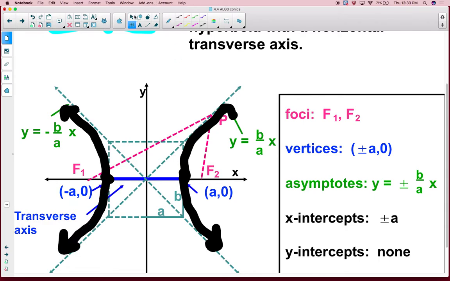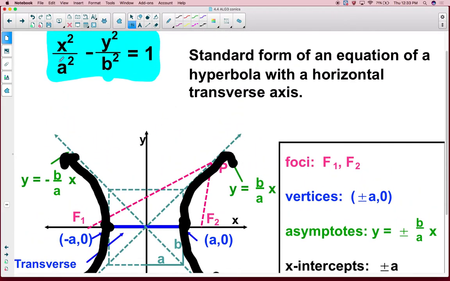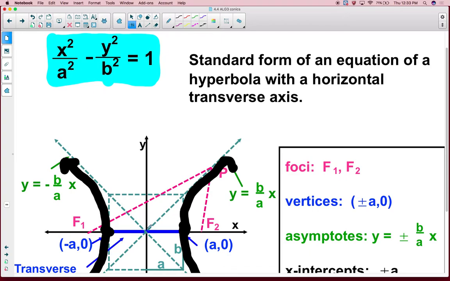Beautiful. Okay. So now if we take a look at what we have, the value of A is underneath X. So from here to here is A now. A is now with your X direction, and your vertices are (A, 0) and (negative A, 0). The B is underneath Y. So to draw the central rectangle, B is going in the Y direction.